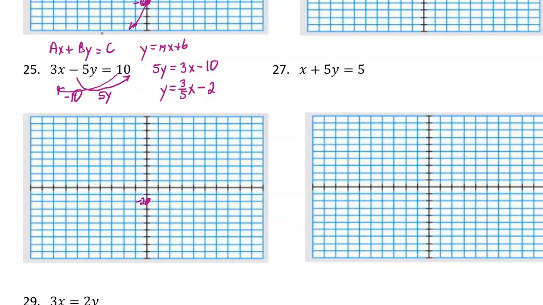Rise 3, run 5. 1, 2, 3. 1, 2, 3, 4, 5. I could even go down 3, left 5. 1, 2, 3. 1, 2, 3, 4, 5.